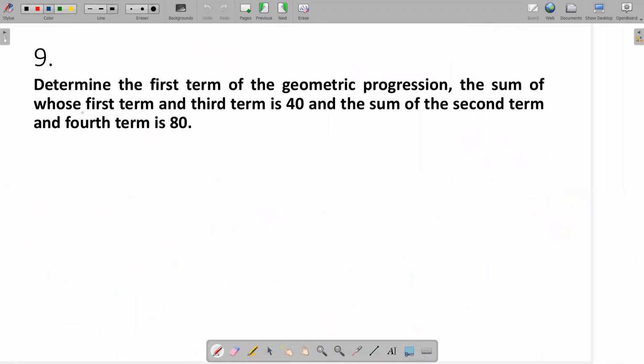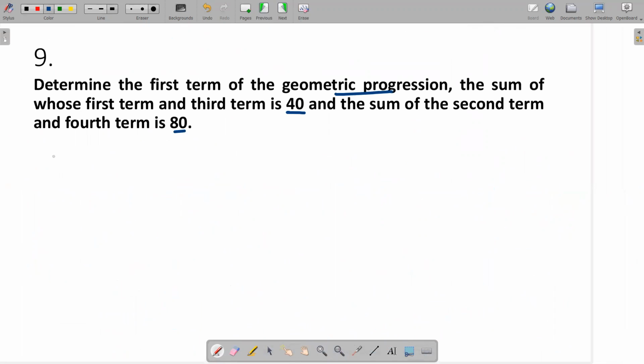Okay, you're asked to determine the first term of the geometric progression. It's given that the sum of the first term and the third term is 40. The sum of the second term and the fourth term is 80. We are dealing with a geometric progression here.